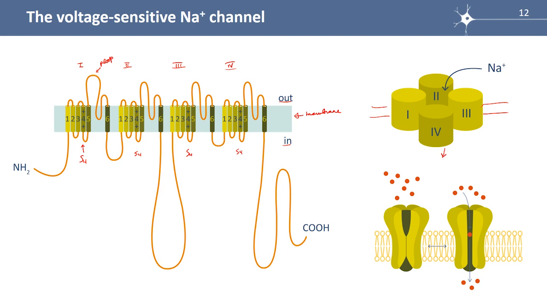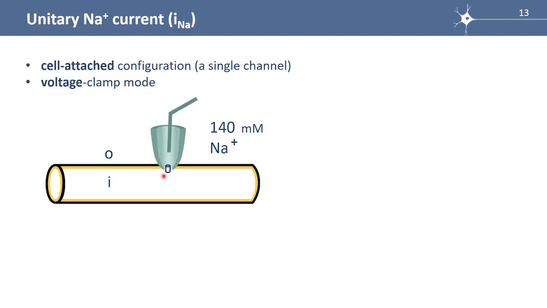Here is the sodium channel represented a little bit cut, inside the plasma membrane. When it's closed, no ions go through, and in response to a change of potential to a certain threshold, the sodium ions go through, and you have a gain of plus charges in the inner side of the membrane. Let's record the unitary current through a single sodium channel.